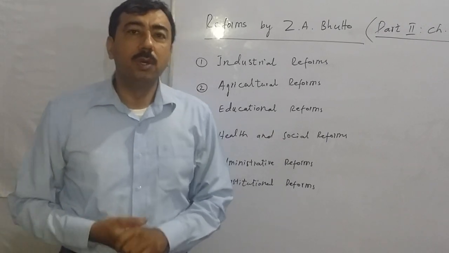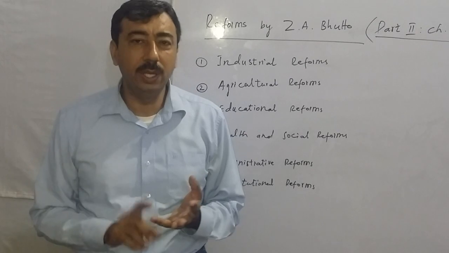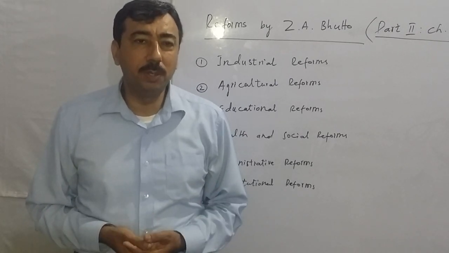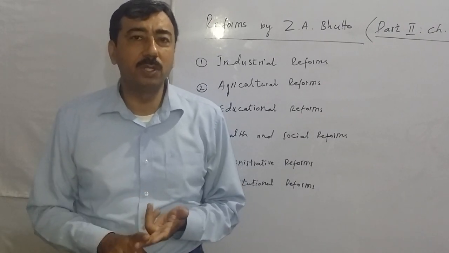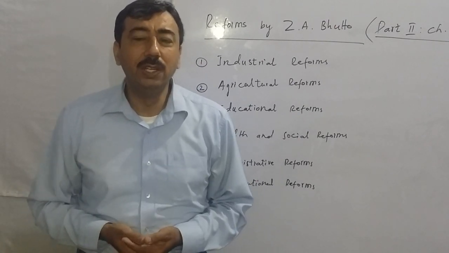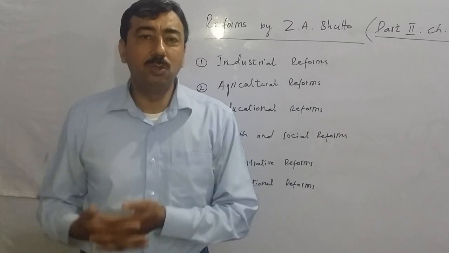As Bhutto contested in the elections on the manifesto of shelter, clothing and food, he believed that by providing jobs to the people, they would be able to buy the shelter and the clothing for themselves. For this purpose, he nationalized 70 industrial units, and the purpose was to provide jobs to the people.